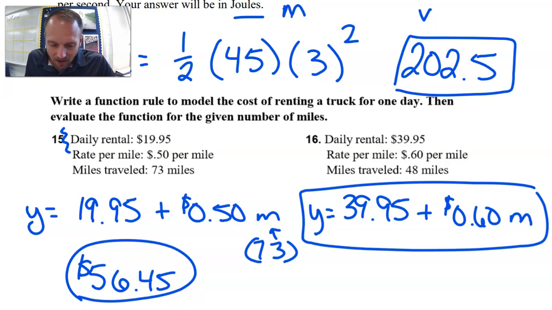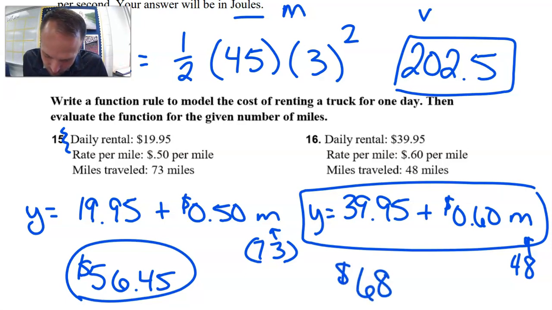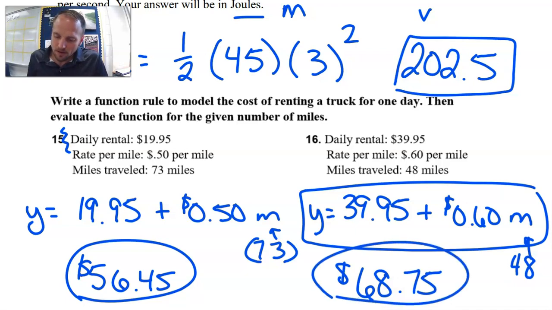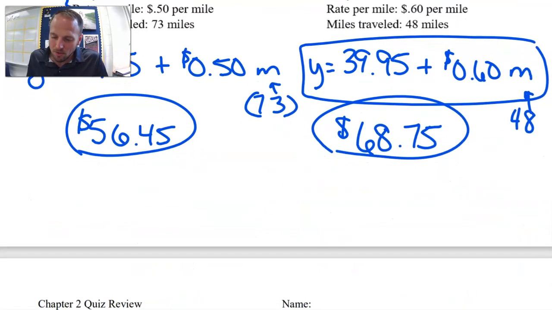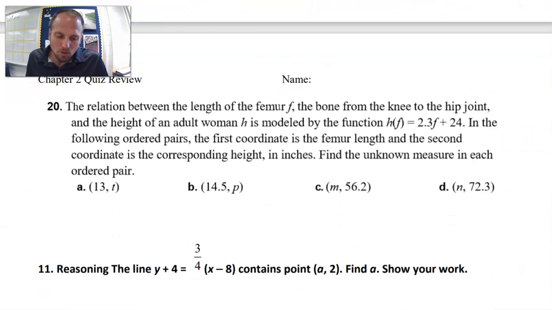Then evaluate the function. So we know that M is 48 because that's what it tells us. So just put 48 in for M. 39.95 plus 0.60 times 48 is going to be $68.75. Okay. All right, let's keep trucking. Let's keep going. Number 20.